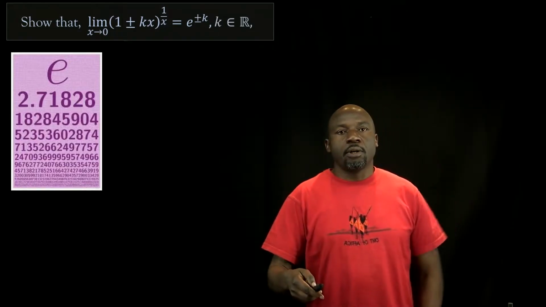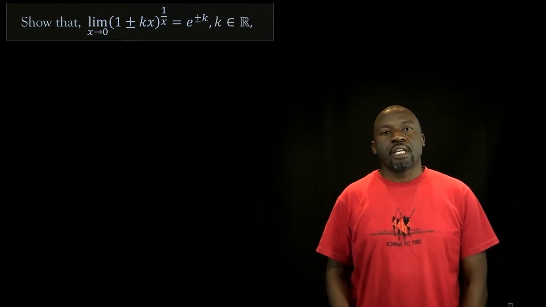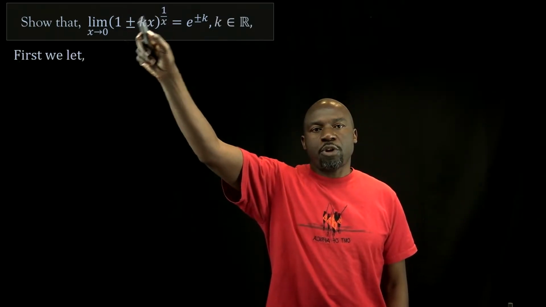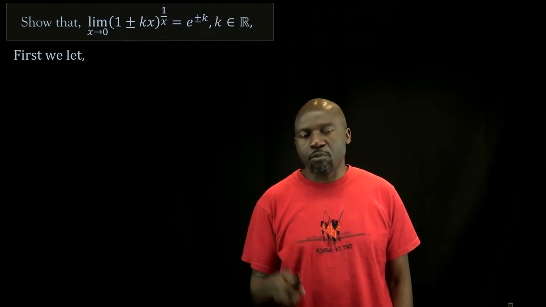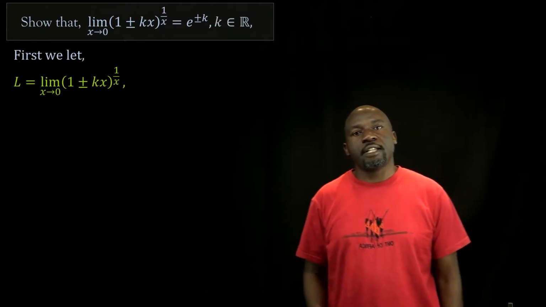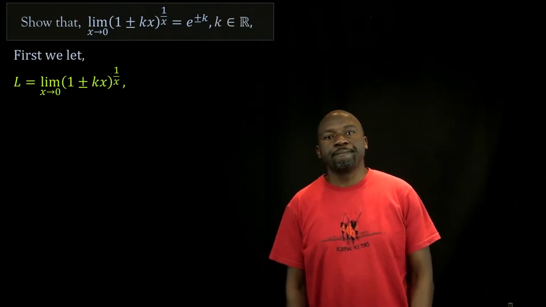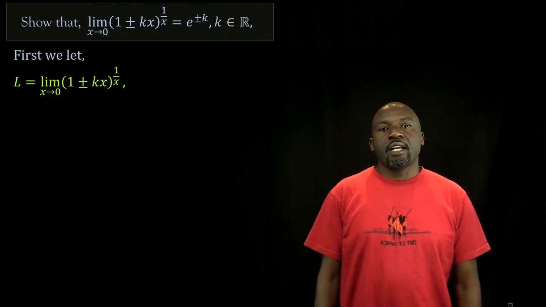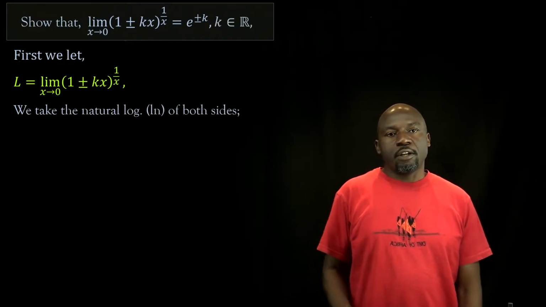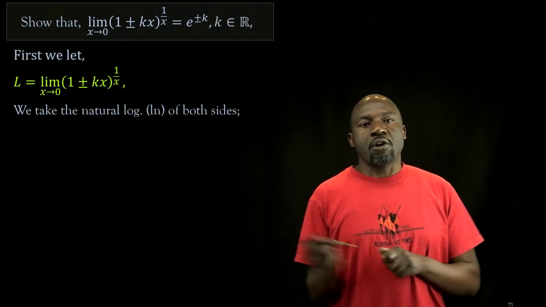Okay, so let's then move on. The first thing we're going to do is let this expression on the left hand side be represented with the letter L, to represent limit. So if we represent it with the letter L, then L equals that. All right, then we take the natural log of both sides. Natural log means log to base e.